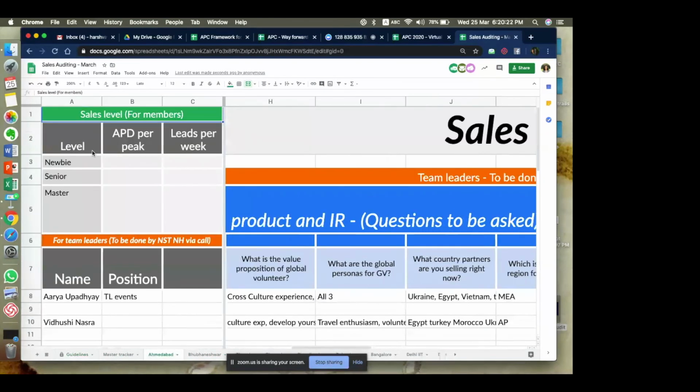And over here, if you see, there's also a place given for people to define the targets for these three levels. So for example, what will be the approvals and leads and everything? There is a KPI target definition over here.